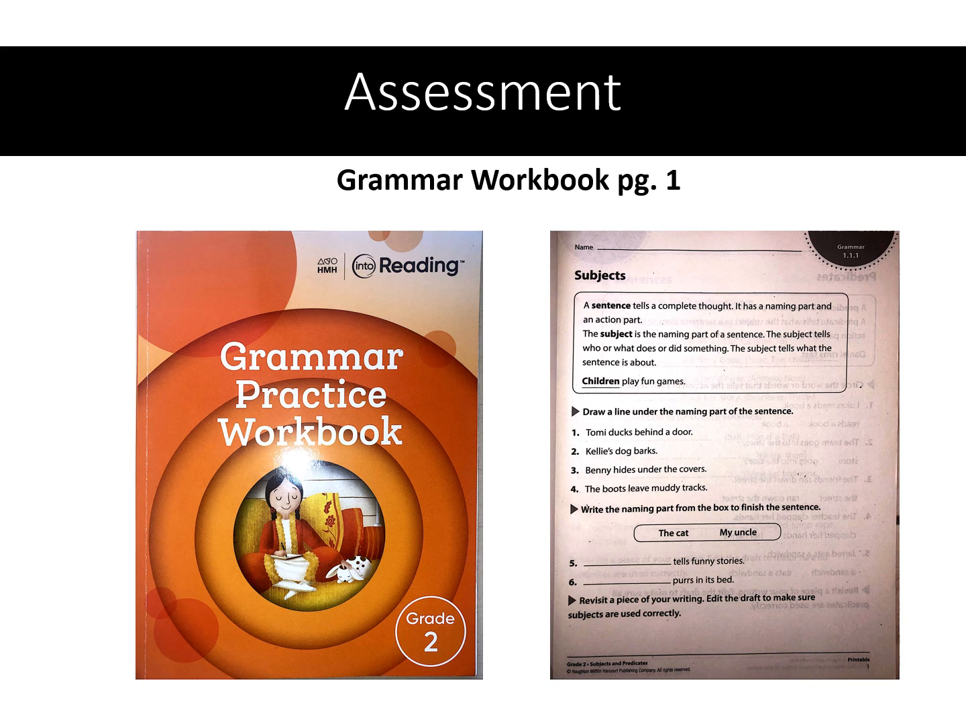This is your assessment, grammar workbook, page 1. You're going to do from sentence 1 all the way to sentence 6, okay? You're not going to do the part where it says revisit a piece of your writing. No, that is not going to be there, okay? You're not going to do this. You're going to focus only on this area and this area.